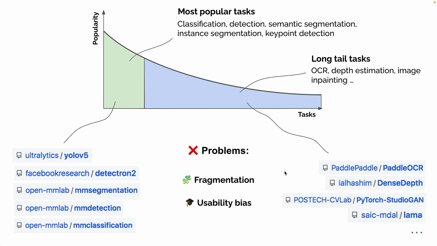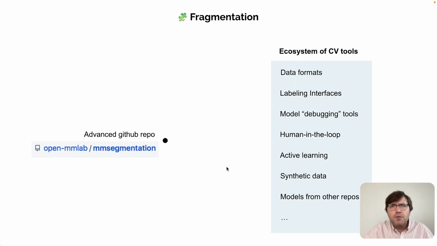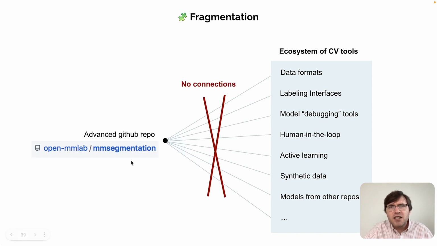But all of these repositories have two common problems. Those are fragmentation and usability bias. And let me address these problems one by one and explain where exactly the difficulties are. Let's talk about fragmentation first, and let's take as an example a very good repository, MM segmentation from OpenMMLab. The main problem is that the repository either has no connection or weak connection to the ecosystem of other CV tools.